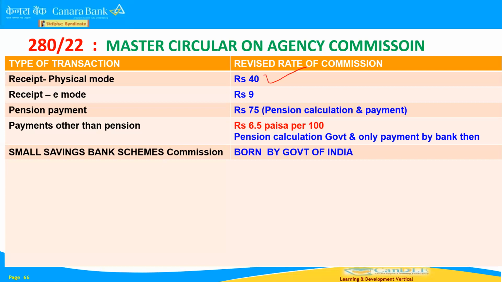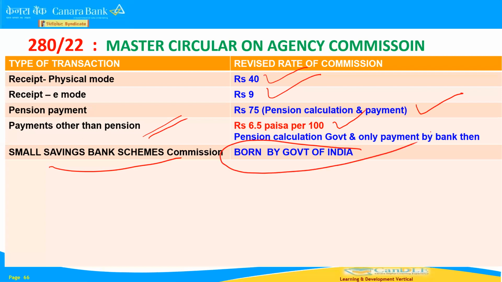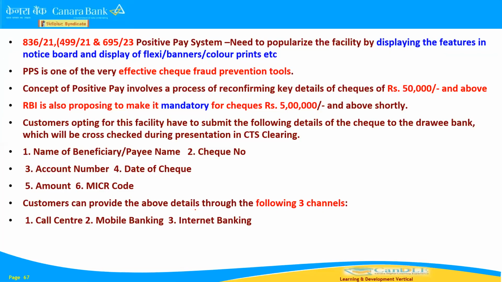For a physical mode 40, for an e-mode 9, for pension calculation payment 75 rupees, and any payments other than pension 6.5 paisa per 100. And a small savings bank commission is also borne by Government of India. These are the commissions you will get from Government of India through RBI.